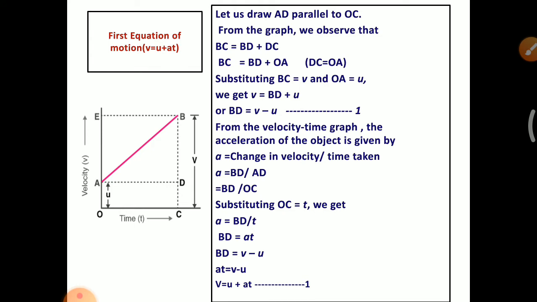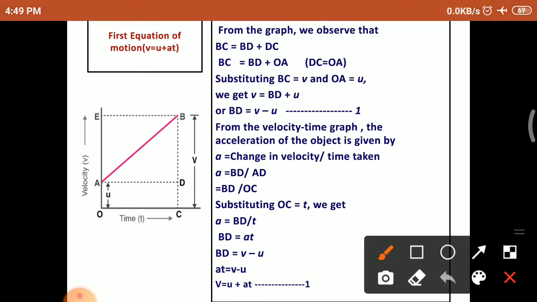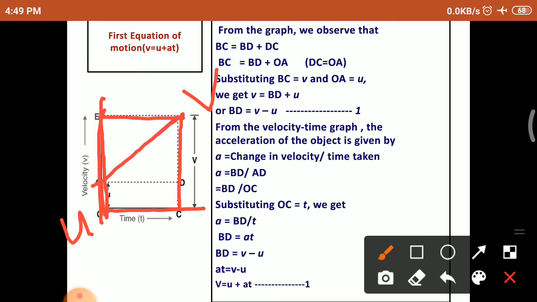Once again I recall the first equation of motion. You have to take a velocity time graph. The time is represented on the x-axis and velocity on the y-axis. The object starts here at point A and ends at point B. Initially it has a velocity u and final velocity is v. From P we can draw a perpendicular line to the x-axis and also the y-axis. I gave the names C and E. Then I drew the parallel line to OC here, that is D.